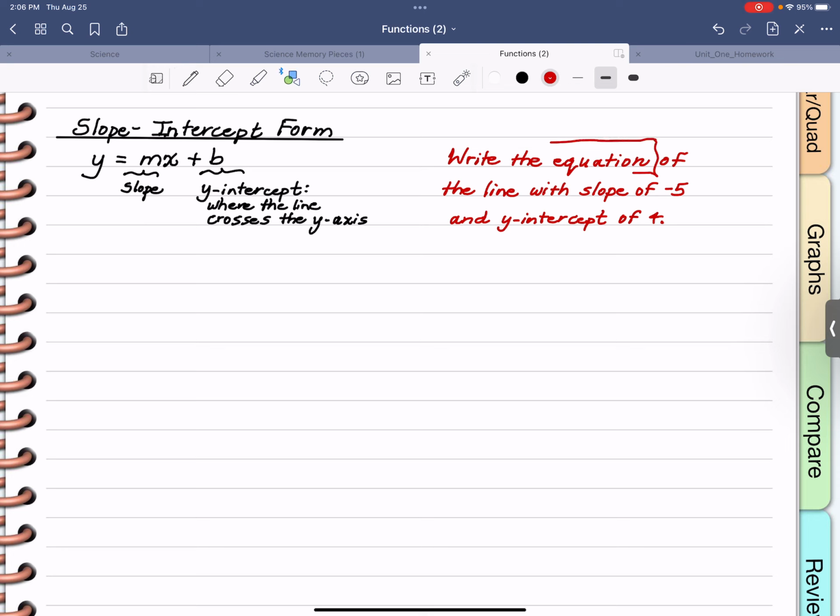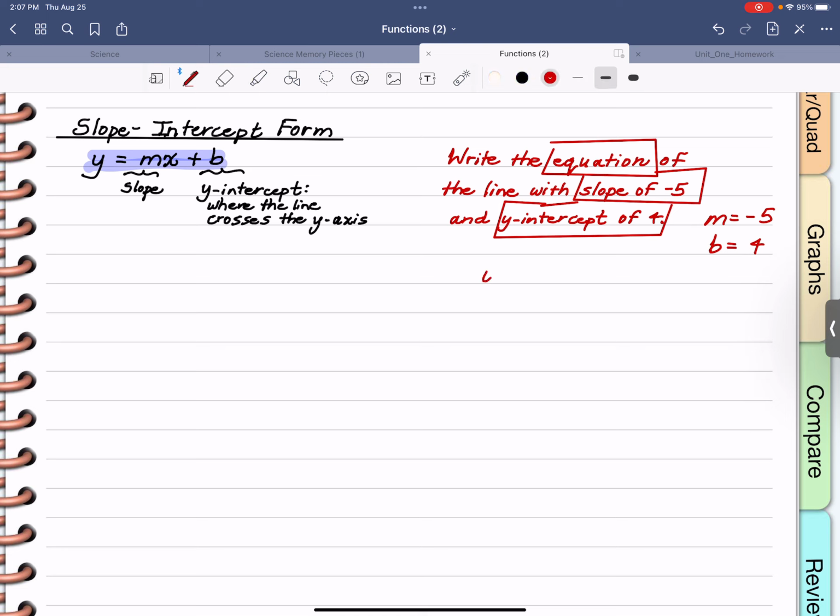First of all, they want me to write an equation. They give me slope, and lo and behold, they give me y-intercept. So they have given me the pieces of this puzzle. They have told me that m, slope, is -5, and that the y-intercept is +4. They tell me that right there. And they want me to write an equation. Well, I know the pattern right here, so that's what I need to use.